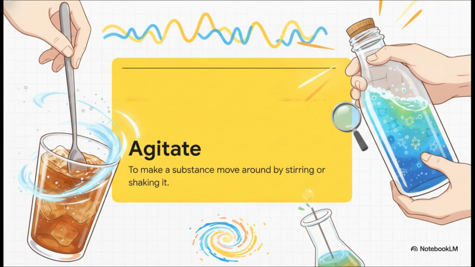And our final key term is agitate. To agitate is simply to make a substance move around by stirring or shaking it. Simple as that. So when you frantically spin that spoon in your glass, or when you cap a bottle and shake it up, you are actively agitating the solution.